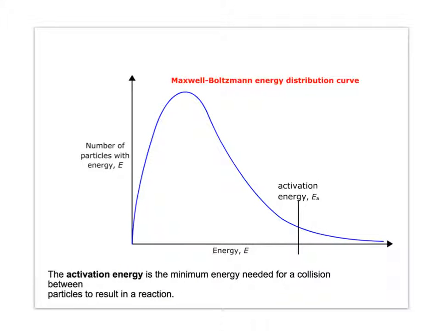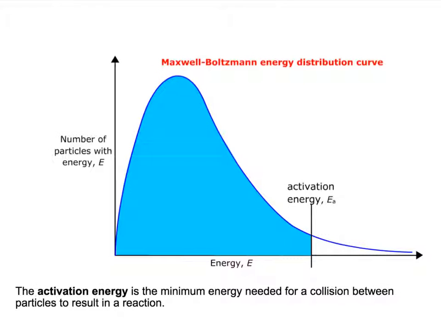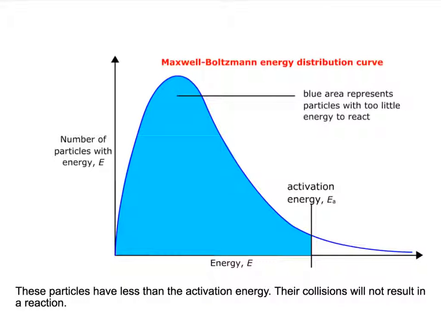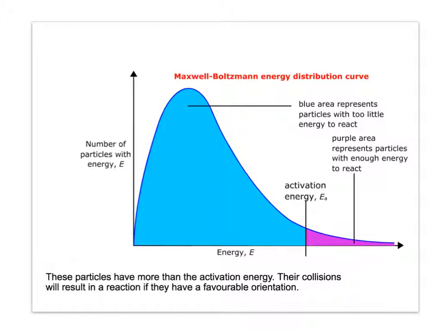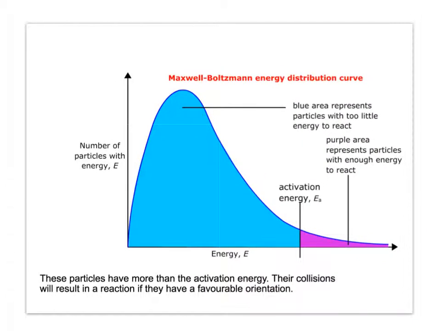On a Maxwell distribution curve, you can mark in the activation energy. This is the energy required for the reaction to take place. Any particles which have at or above this energy are able to react. They have the minimum energy needed for a collision to be a reaction. The particles on the other side of the activation energy have too little energy to react. The particles in purple have enough energy to react.